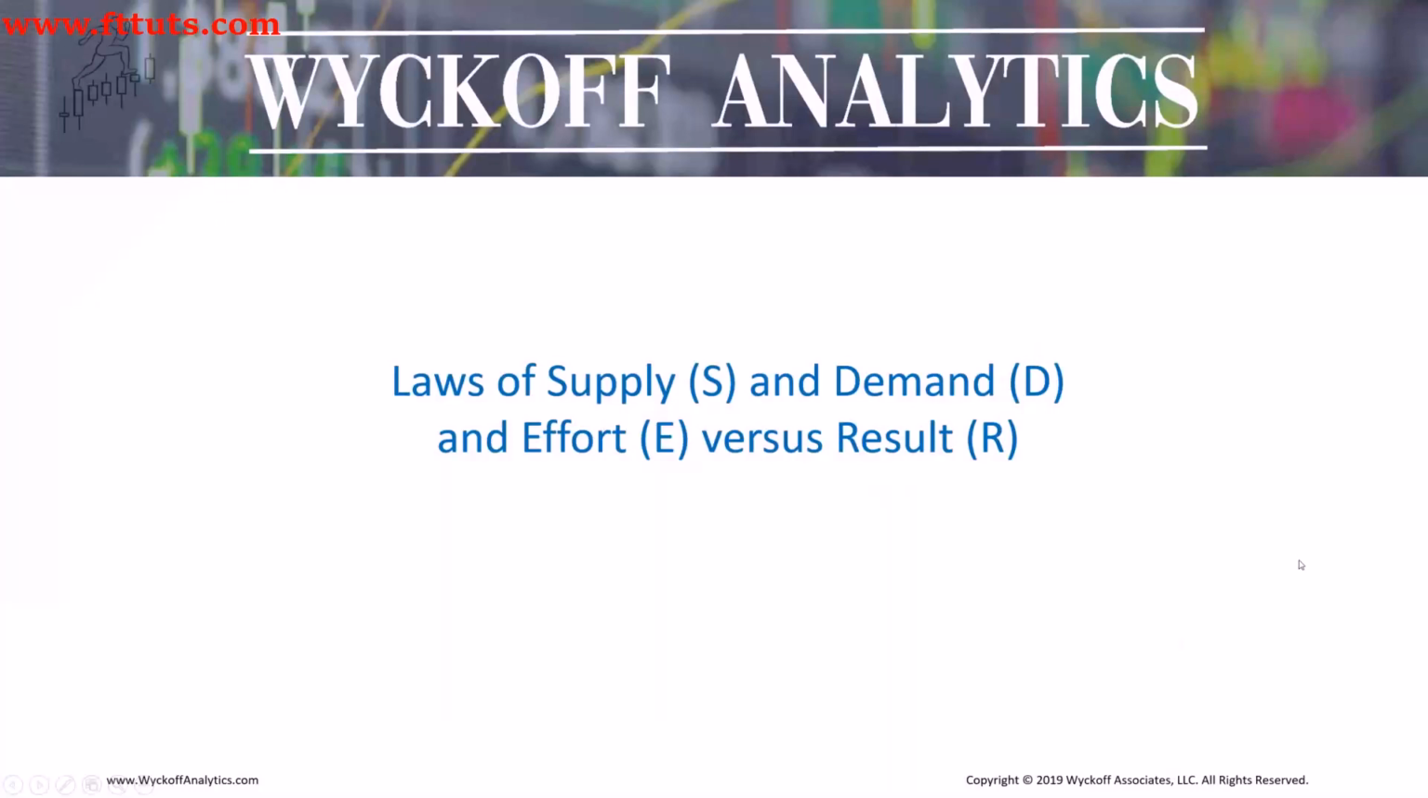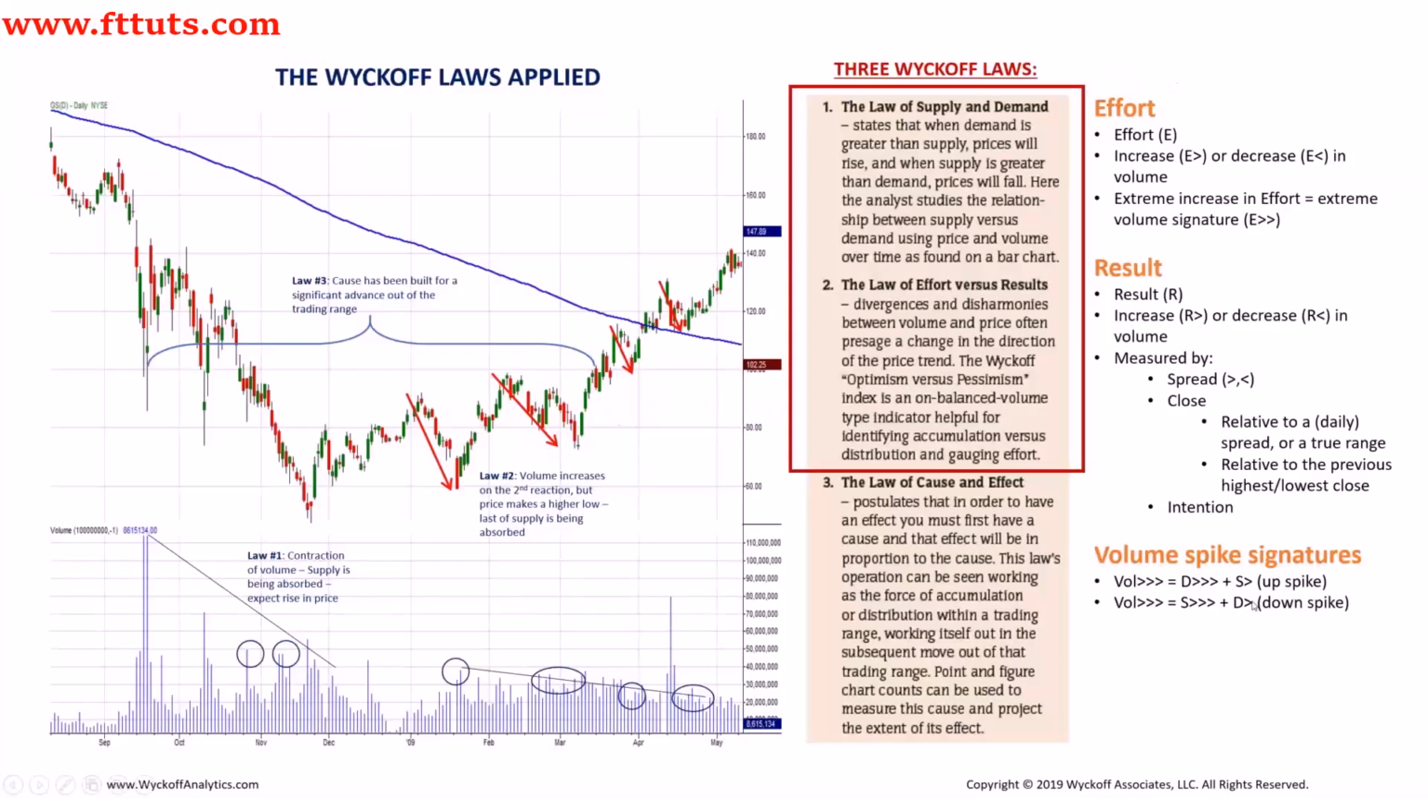Now let's talk about the laws of supply and demand and effort versus result. As you know, the Wyckoff method has three laws. The first one is the law of supply and demand. On a very basic level, it basically says that if you have more demand than supply, then the price will go up. When you have more supply than demand, then the price will fall. And sometimes I think we overcomplicate our volume and price analysis, and we forget about this simple interpretation of supply and demand and what it means. So I want to point your attention to that.